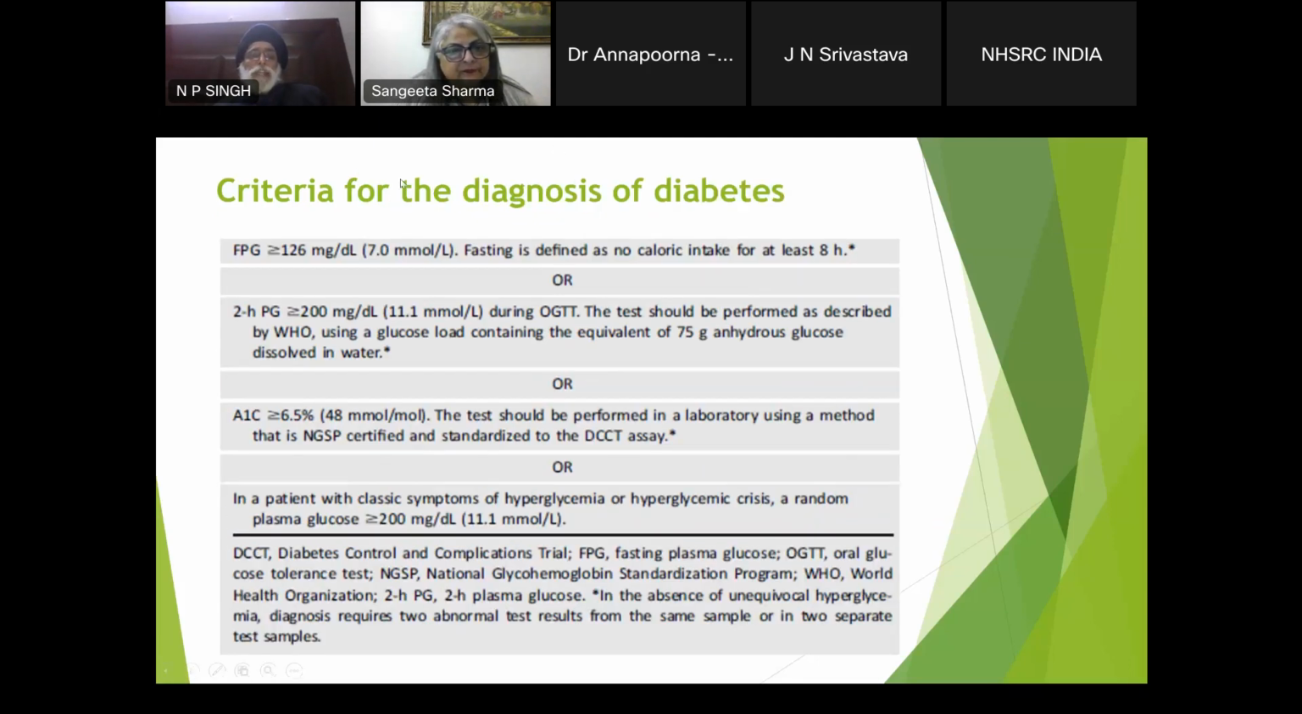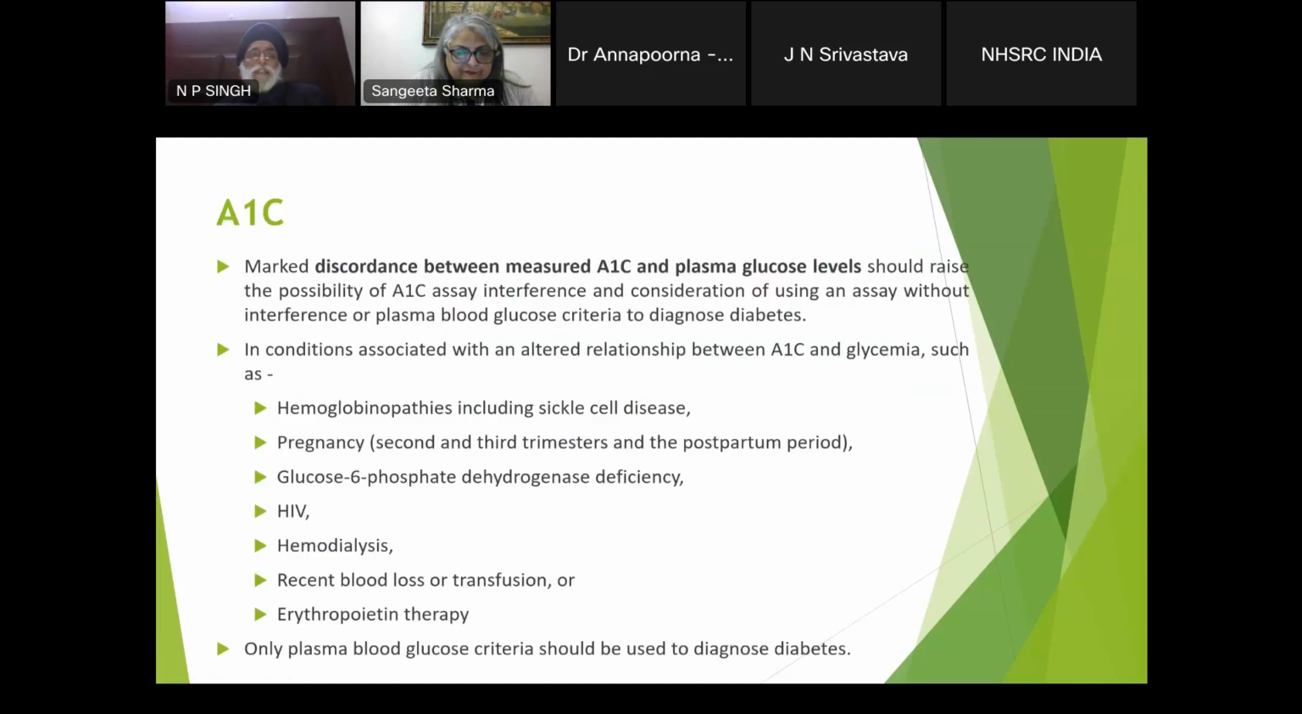And finally, if the person's fasting blood sugar is more than 126, or the postprandial is 200 when you take a 75 grams glucose, and the fasting state should be at least 8 hours, or if the HbA1c is more than 6.5%, or any random blood sugar is more than 200 and the patient has symptoms, they are diagnosed as having diabetes. So there are clear-cut diagnostic criteria for defining diabetes.